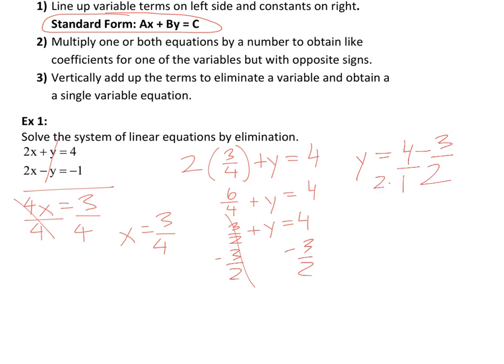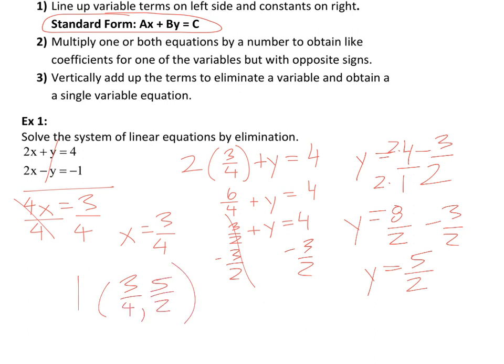That's 1. Multiply top and bottom by 2. So I get 8/2 minus 3/2, which is 5/2. Stating your answer as a point, we have 3/4 and 5/2. Done. On to the next example.